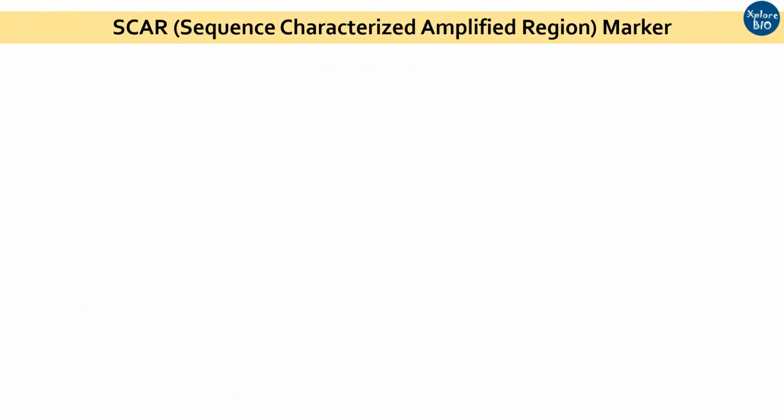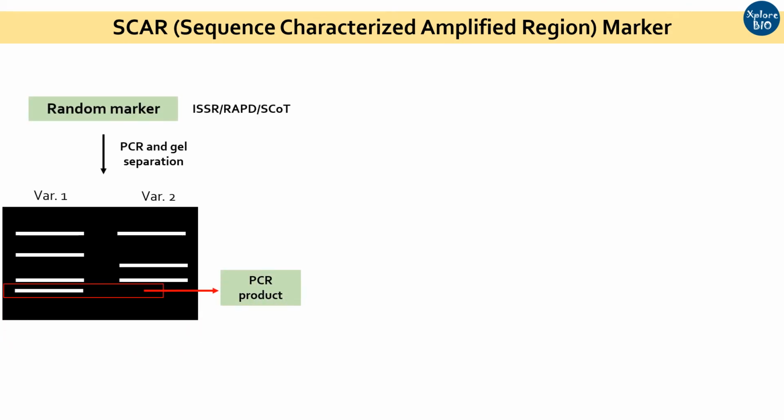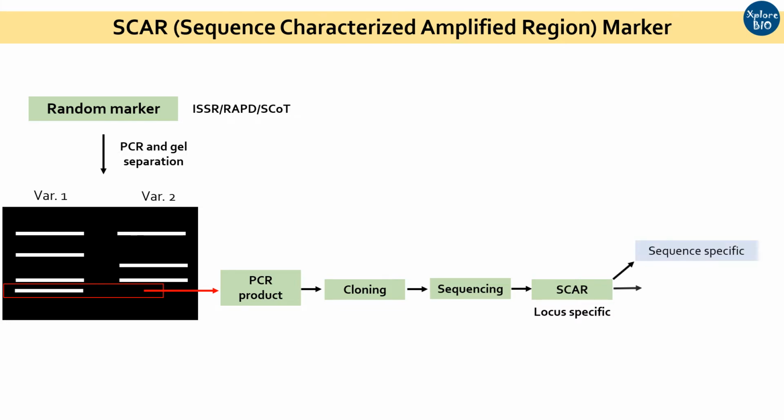A SCAR marker, or sequence characterized amplified region, is a method by which an amplicon or PCR product generated using random markers such as RAPD, ISSR and SCoT is converted to a locus specific marker, thus conferring some of the advantages like sequence specificity, codominance and high reproducibility like SSRs, SNPs and RFLPs, making them more suitable for gene mapping and varietal authentication.